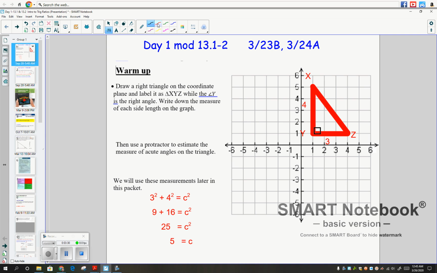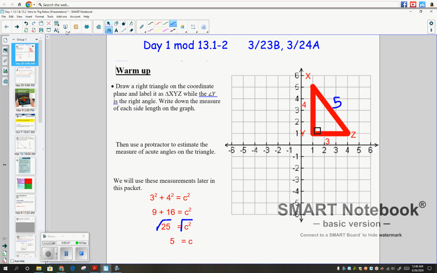How do I solve for c? I need to take the square root. Take the square root of 25. Take the square root of c squared. I get 5. So XZ here is 5.